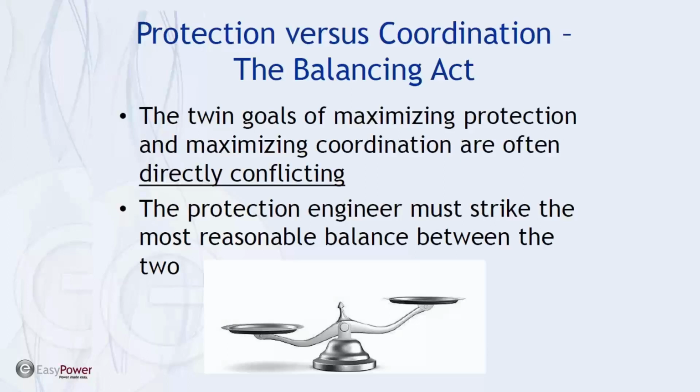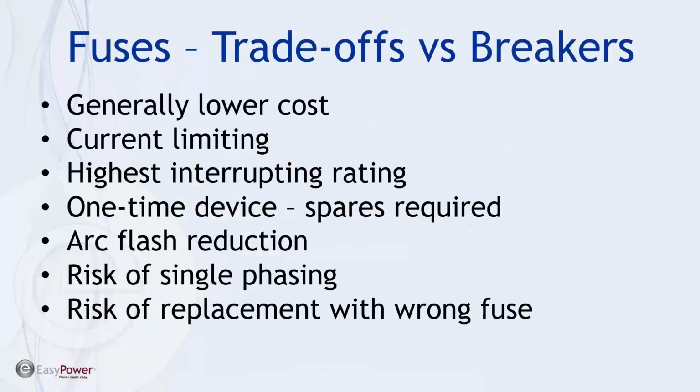Now, in terms of fuses, they offer some clear advantages over breakers. Generally, they're a lower cost solution. They do have the ability to be current limiting, although some breakers now include current limiting capabilities. That means that they have the ability to trip during the first half cycle of a fault if they're in the current limiting range of their performance curve. They also offer the highest interrupt rating of protective devices.